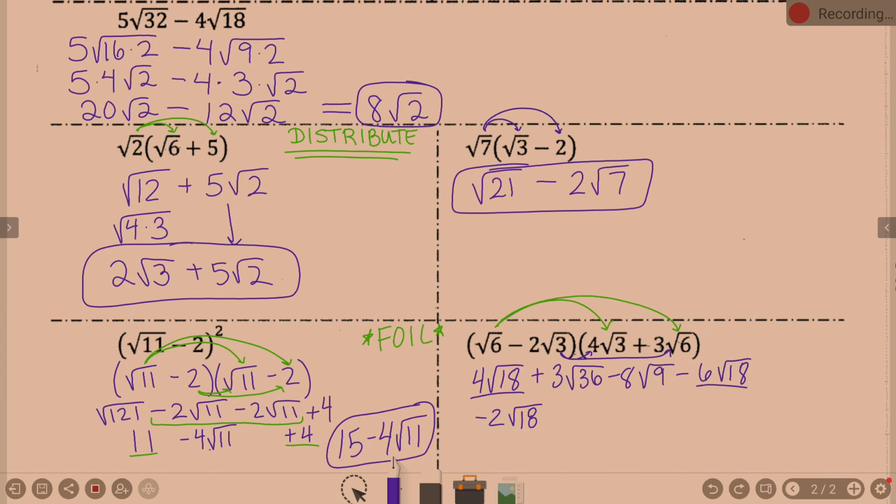3 square root of 36, that is a perfect square. Yeah, and it's 6. So we're still going to have 3, but square root of 36 is 6. So that's going to be an 18 when we get there.